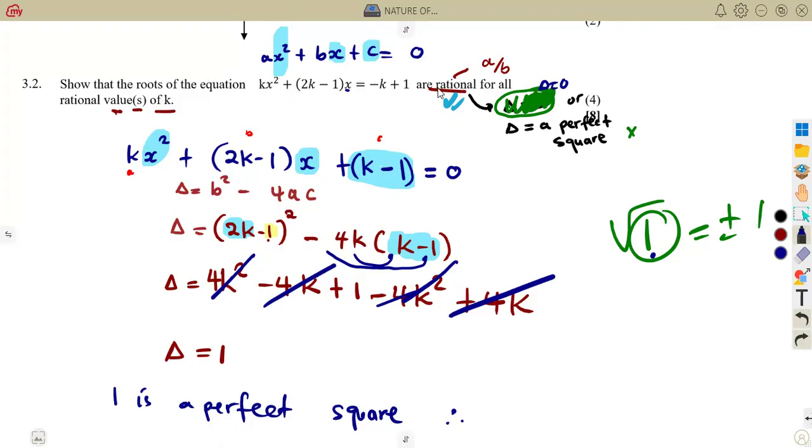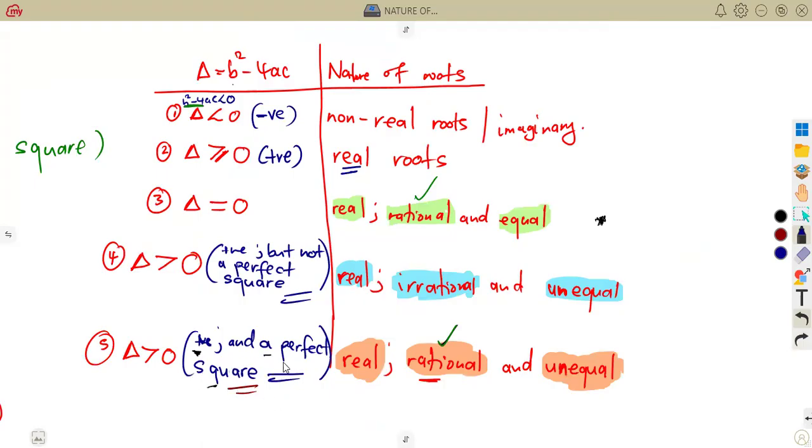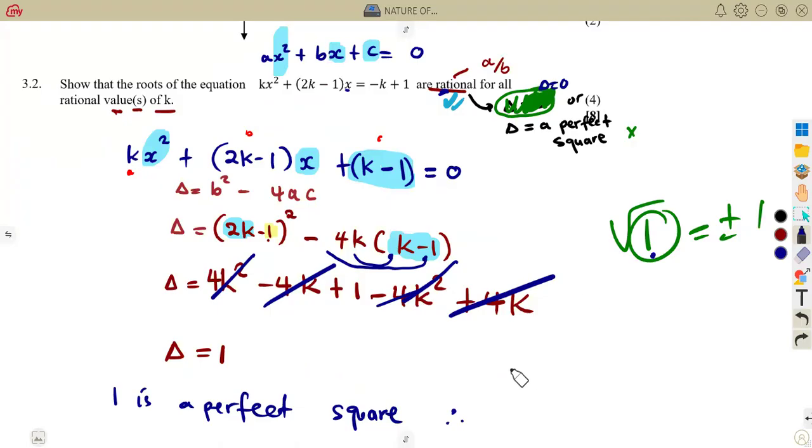Show that the roots of this equation are rational because the discriminant, your delta, is a perfect square. There is no way, guys, when you have a perfect square, you have got real, rational, and equal. We are not focusing on these other two. We are focused on being rational. So this is the condition. So we therefore conclude that the roots are rational.